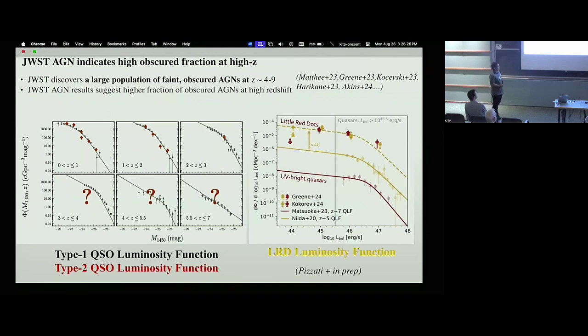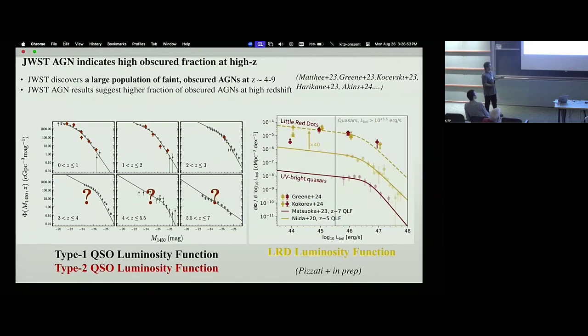Now with the launch of JWST, we can find a large population of faint and obscured AGN. They are also known as LRDs. Here is a plot produced by Ali Abizadi. We can see that the number density of LRDs is much higher than the previous UV bright quasars. So this result indicates that the obscuration at high redshift may be much higher than we expect.